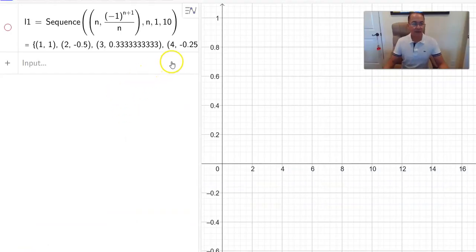All right, here we are in GeoGebra. So I hope you remember the sequence command, and we demonstrate it here by plotting the points which correspond to the terms of our alternating harmonic series. So n will go from 1 to 10, and we are going to plot points. X coordinate is n, y coordinate is (-1)^(n+1) over n.